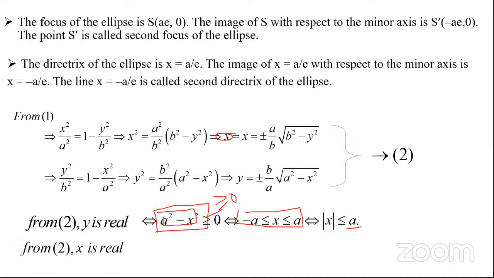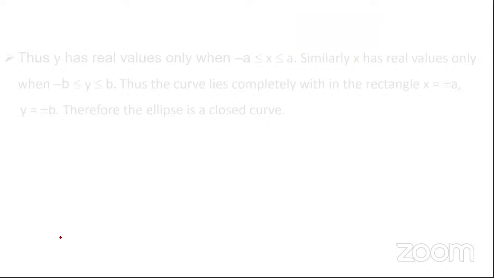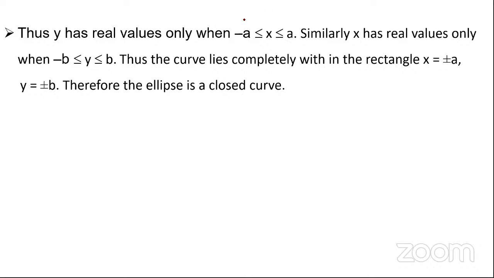Similarly, for x to be real, b square minus y square is greater than or equal to 0, which implies mod y is less than or equal to b. Thus y has real values only when minus a is less than or equal to x is less than or equal to a. Similarly, x has real values only when minus b is less than or equal to y is less than or equal to b.